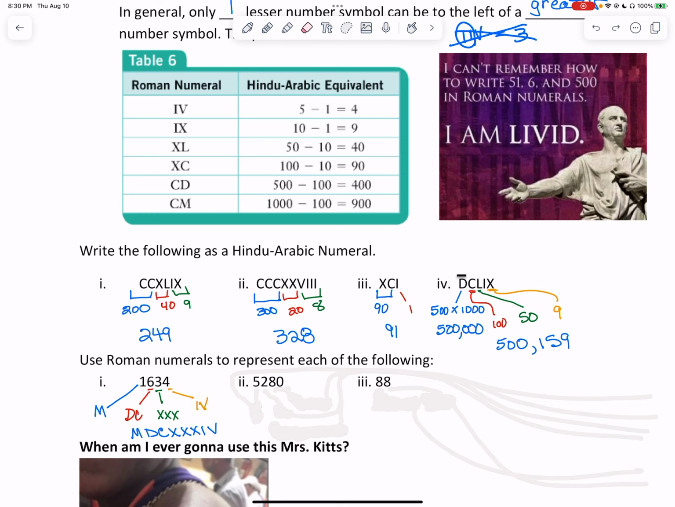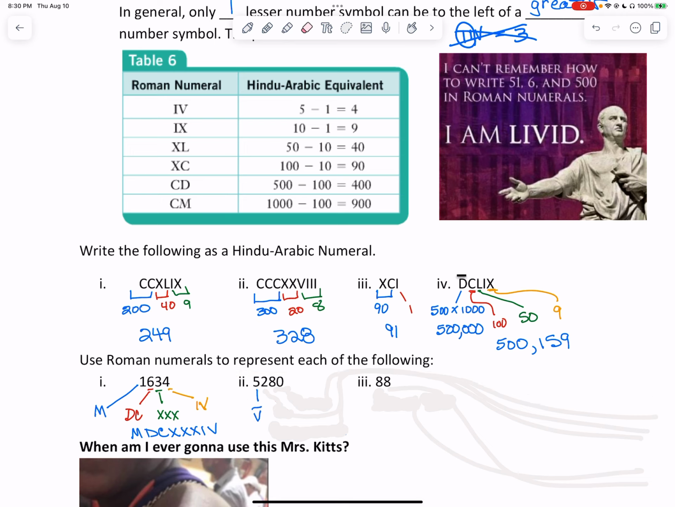So that might be hard for some students to put that bar over the top of all of them, and then you still be able to read it as their teacher. So it's up to you whether you want them to use the bar. Anyway, okay, so we've got 5,000.